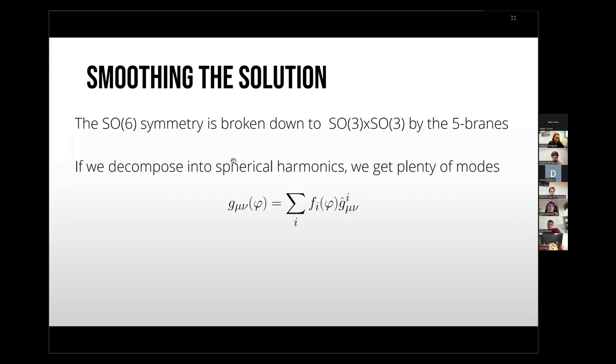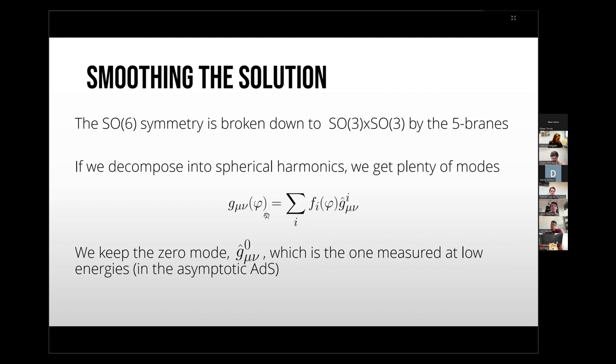And what we will do is decompose this SO(3) x SO(3) into spherical harmonics. We have the S5, the 5-sphere, that deforms due to the presence of the NS5 and D5 branes into these SO(3) x SO(3) modes. So we decompose into spherical harmonics that are given by this. And we will keep the zero mode, g0, that is the one that is measured at low energy in asymptotic AdS, and which parameterizes the overall volume of the 5-sphere. So we will truncate our solution to this zero mode.